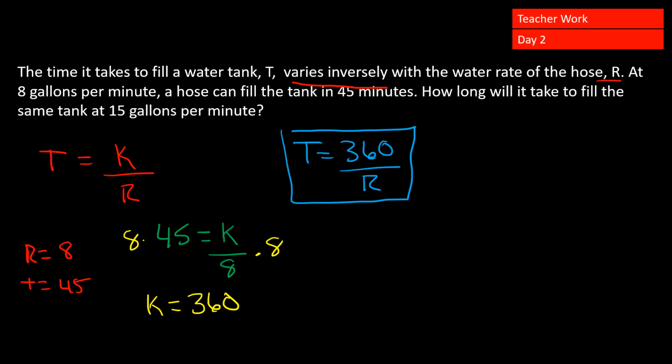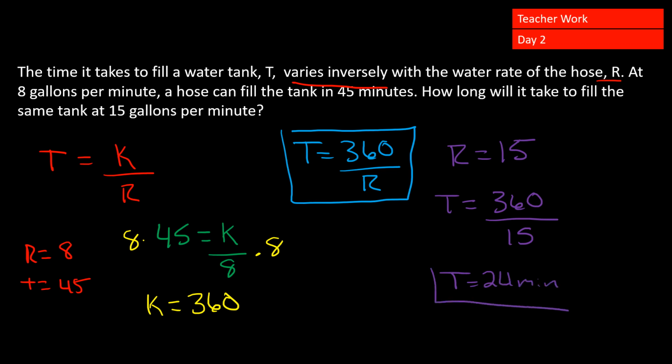So that means that now we have an R value of 15. Well, if that's the case, we would say T equals 360 over 15. And we do this over 15 because R is now 15, so 360 divided by 15 is going to be 24. So this would take 24 minutes.